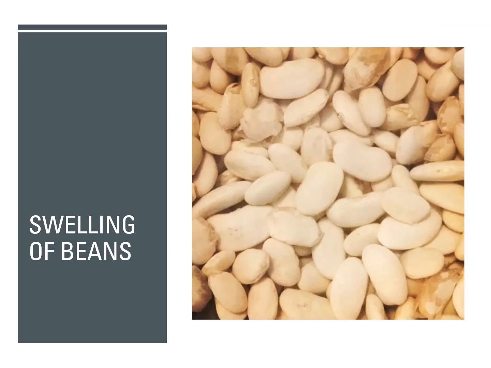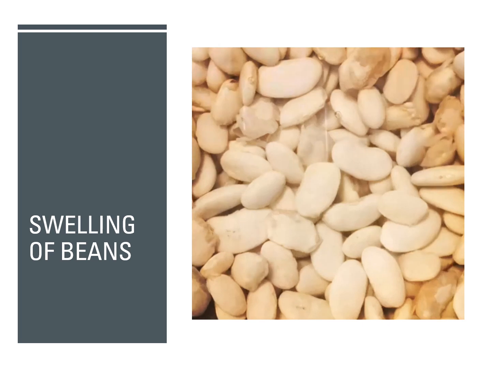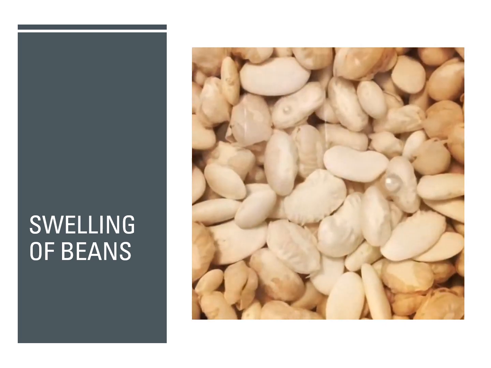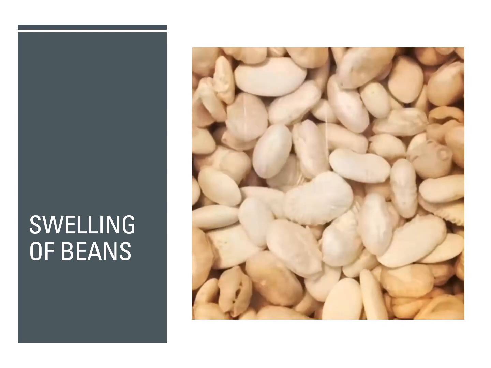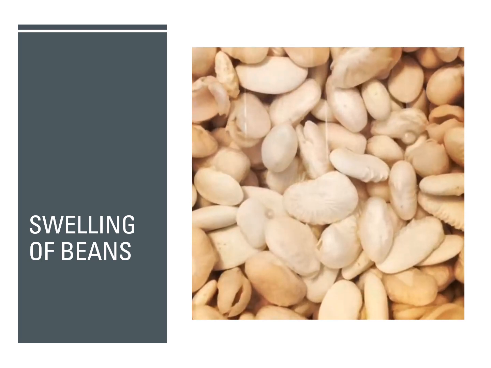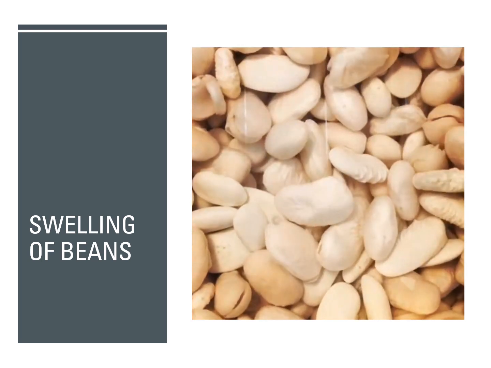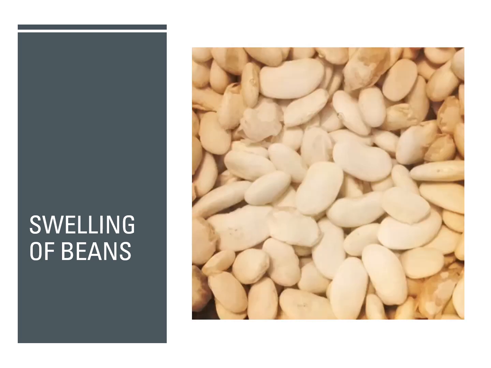The video below shows how the water softens the seed coat and swells the cotyledon. After swelling the cotyledon, the seed coat might break, and this allows the radicle, the very small root inside the seed, to emerge and grow out easily.